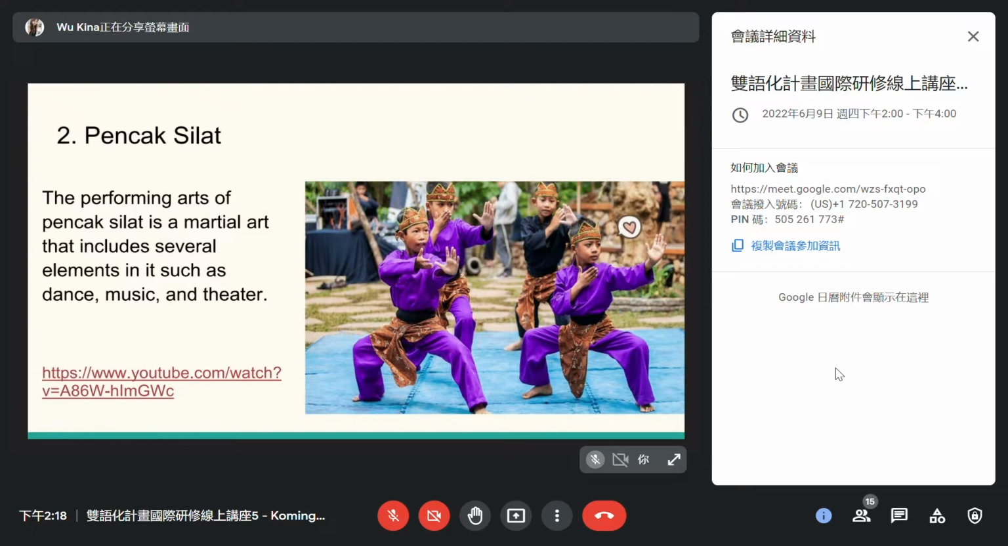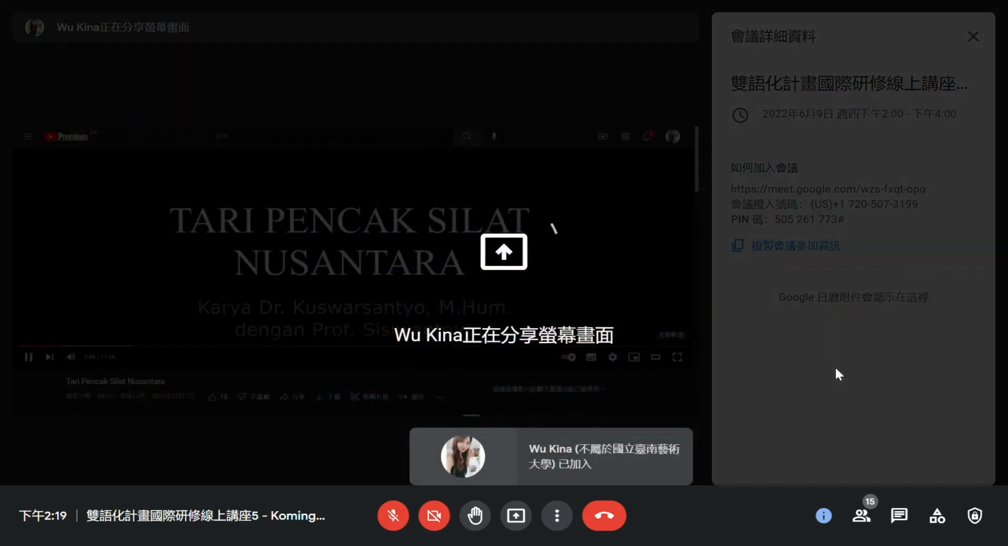In Bali we also have this type of performance, called Janger. Janger is a social dance. But now I just want to share a video of pencak silat.